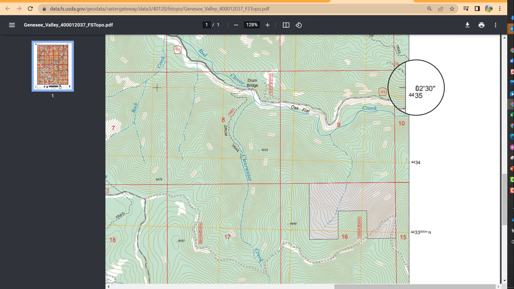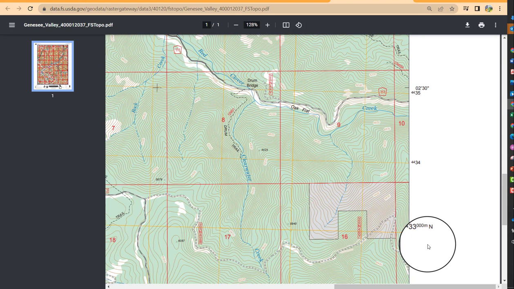So what are these numbers in between? Those are really confusing. Those are called UTM numbers, Universal Transverse Mercator. We're not covering that in this video, but those are another way to find your location on a map, and a way that you actually might find quite helpful as well.